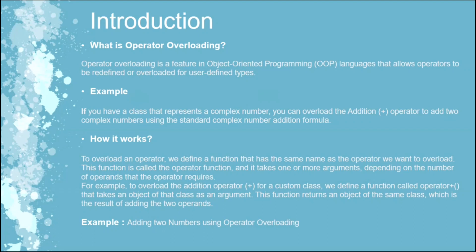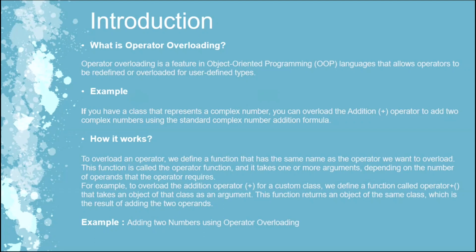For example, if you have a class that represents a complex number, you can overload the addition operator to add two complex numbers using the standard complex number addition formula. This allows you to use the plus operator to add complex numbers in the same way you would add two integers or floating point numbers.